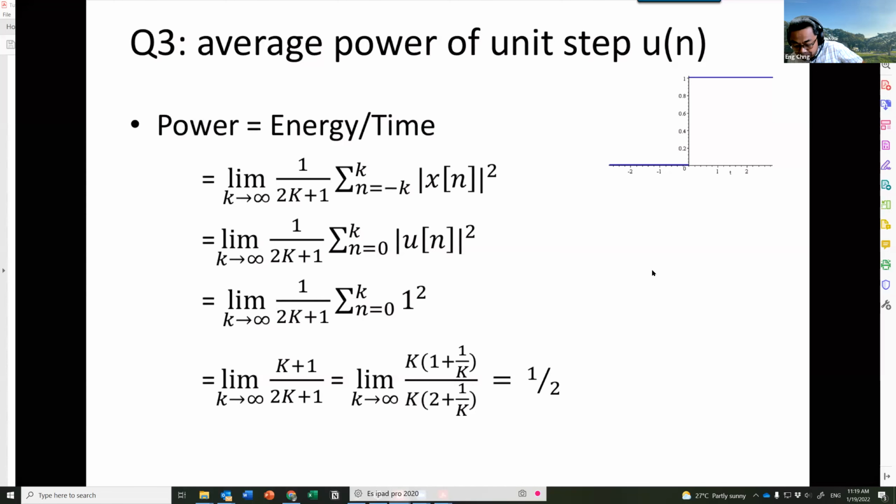Now we are in question 3. Now, unit step. So let's be clear about u of t versus u of n. Here, the unit step is with respect to the reals. Here, it is with respect to the integers, Z.